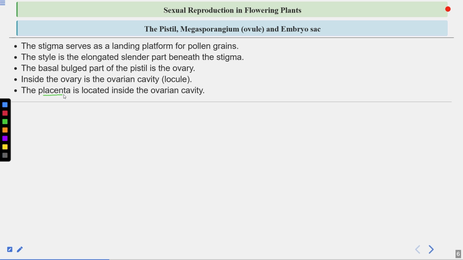Inside the ovary there is a cavity-like structure that is called the ovarian cavity or locule. We have seen in the case of the anther also, they have 4 theca. In that way, the female reproductive organ has an ovarian cavity or locule in the ovary. In this cavity only, the placenta is there through which the ovule, or the megasporangium, is attached to the thalamus.